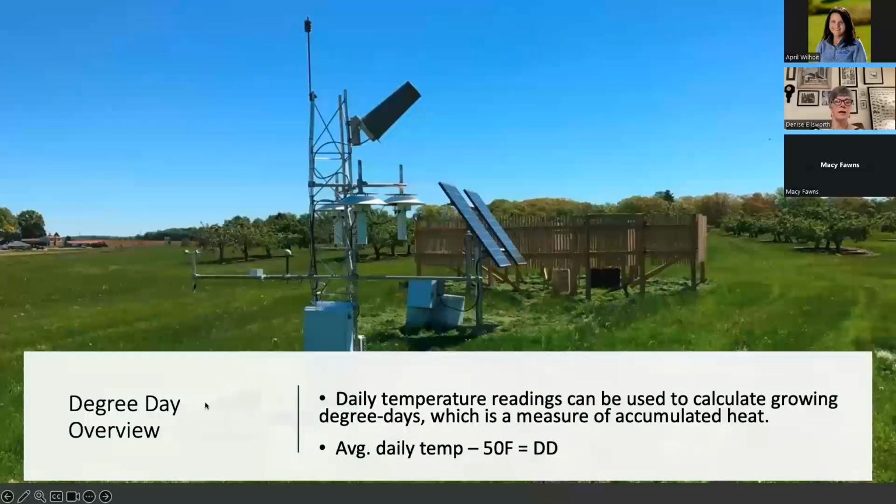So a degree day overview. So we have weather stations all across the state, as you do, I'm sure, part of the USDA system. And they're taking in all kinds of weather data, wind speed, soil temperature, including air temperature. So I'm really interested in those daily air temperatures. That's what we use to calculate growing degree days. So it's a measure of accumulated heat. So we take our average daily temperature, so the high plus the low, divided by 2, minus 50, which is our base temperature, and that gives us the degree days that have accumulated.